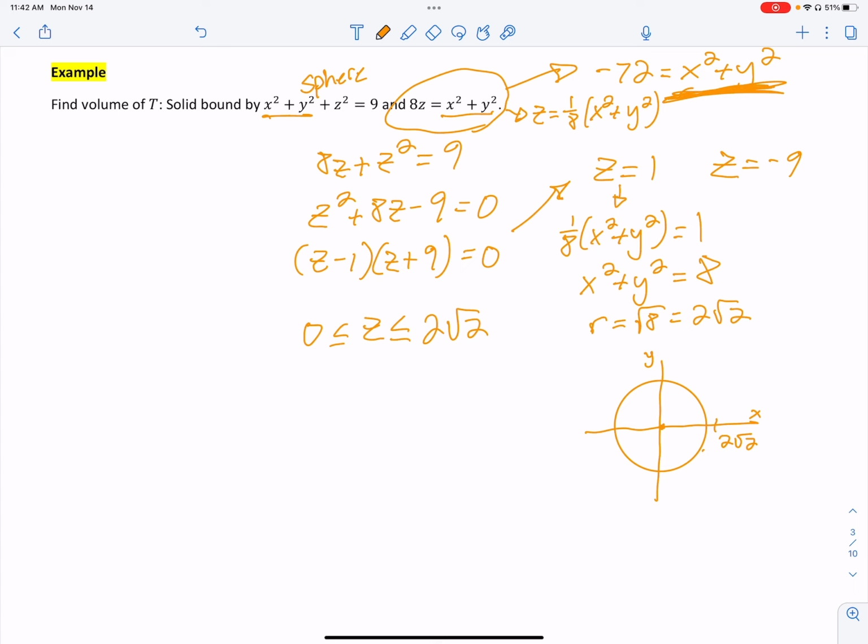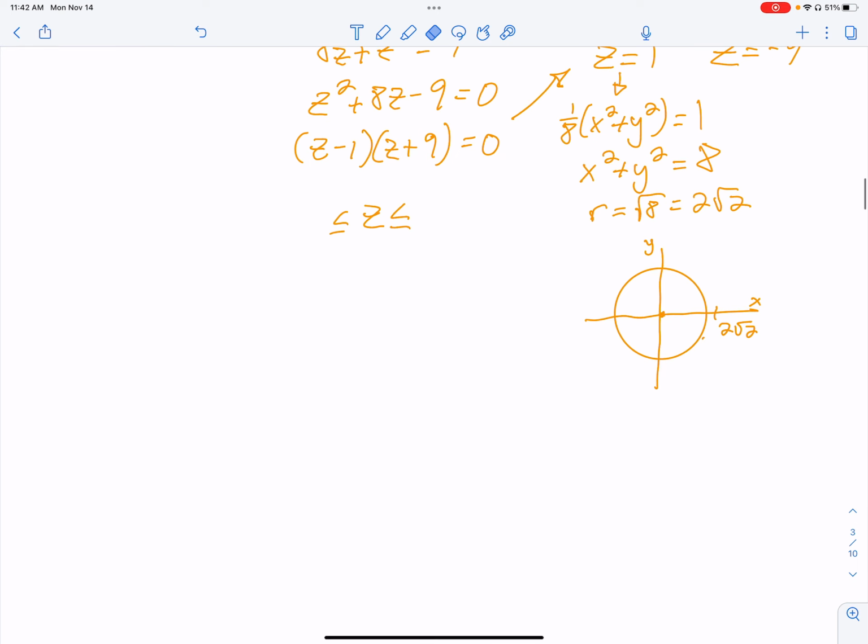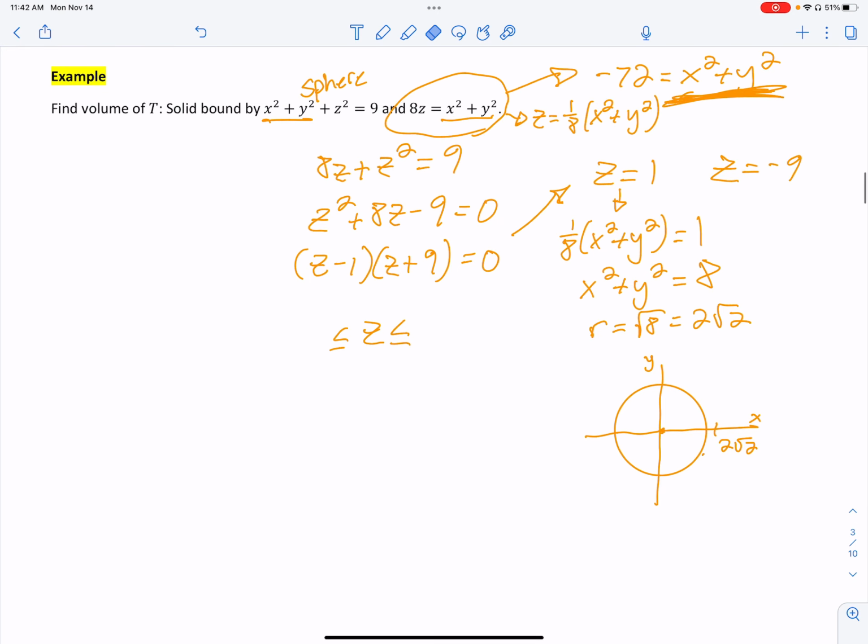Actually, z is going to be in between my two functions. Let's go back here. Z is not caught between these two. Z is going to be caught between this function and that function. I just got to determine what those functions are.